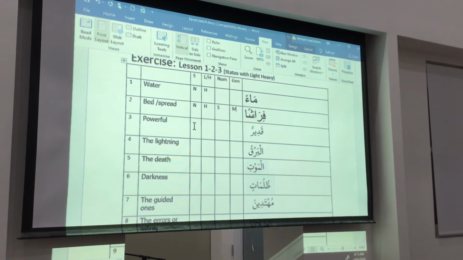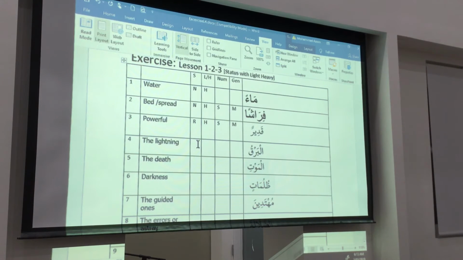Okay. Qadirun. Inna allaha huwa kulli shay'in qadirun. So what's the status of it? Rafa. Why is it Rafa? Because of the sound. And obviously it is heavy, and singular and also masculine.